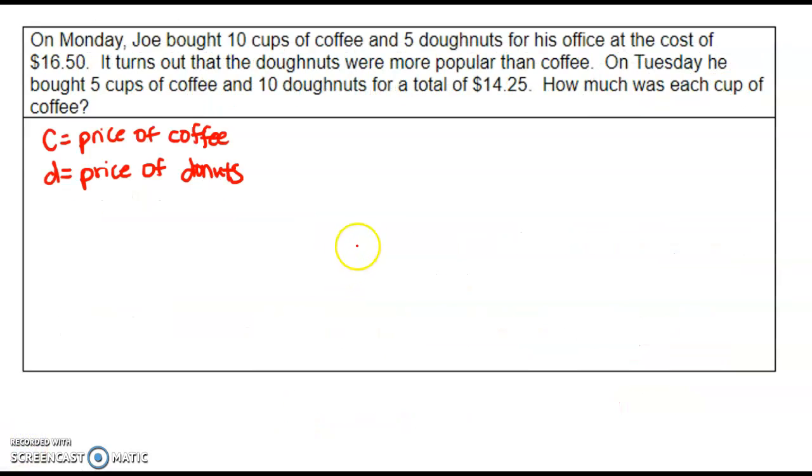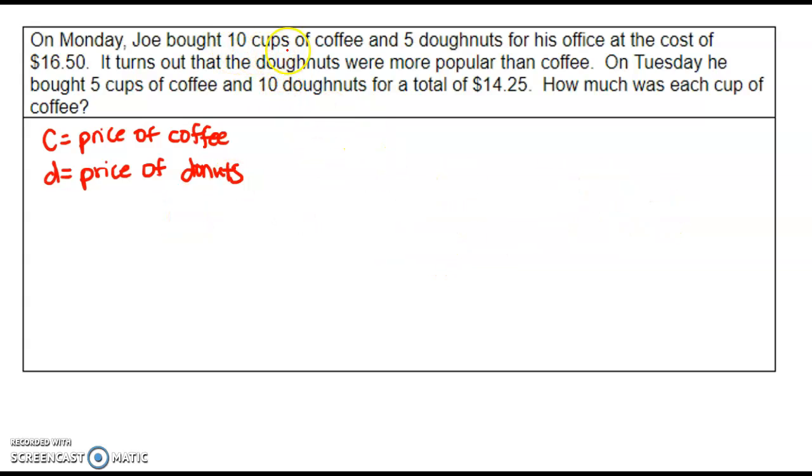All right, now I got Joe here, and on Monday, Joe bought 10 cups of coffee and 5 donuts for his office at the cost of $16.50. Turns out the donuts were more popular than coffee, so on Tuesday, he only bought 5 cups of coffee and 10 donuts for a total of $14.25. How much was each cup of coffee? So the two things I'm comparing here are the price of coffee and the price of donuts. So I have C and I have D here.